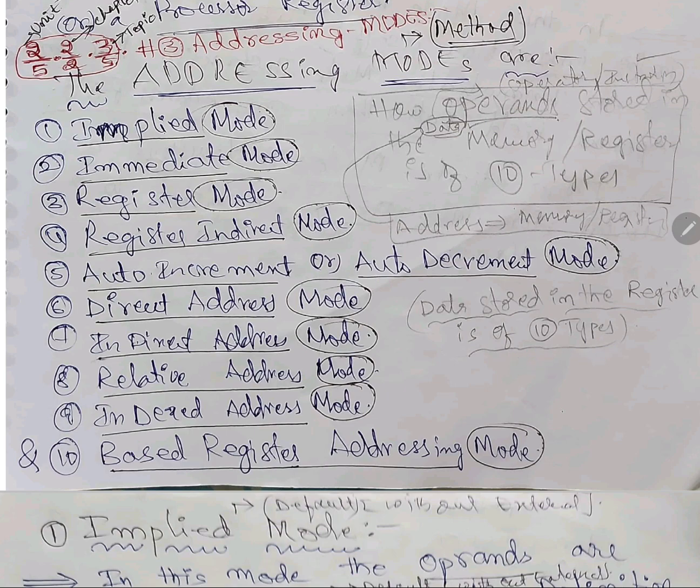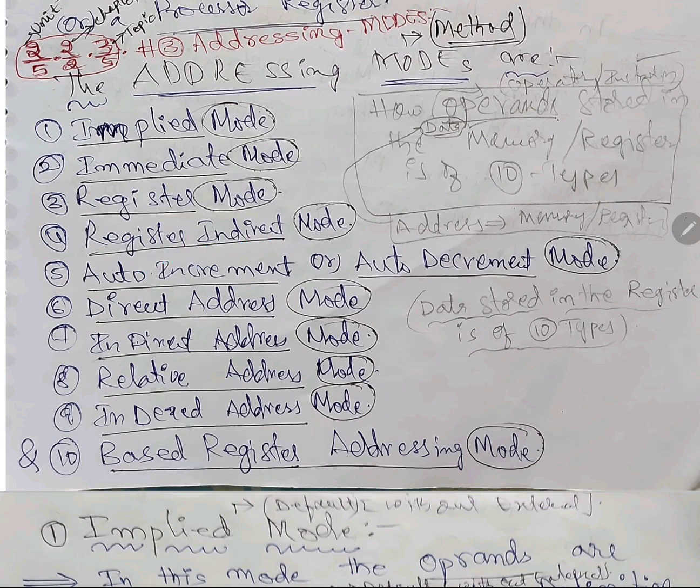How data will be stored, very simple: the first one is implied mode. Here you need to learn it by heart. Generally I say 95% or 98% you need to understand the subject, but when you get something like these 10 types, you need to memorize them. Implied mode and immediate mode. Remember, immediate means immediately. Register mode, in the register it will be stored. Every mode I have circled.